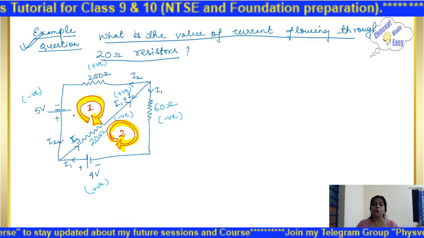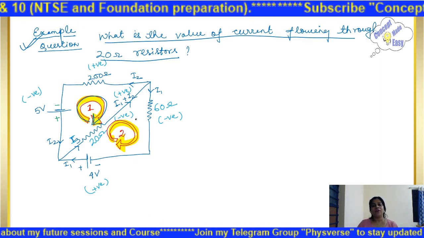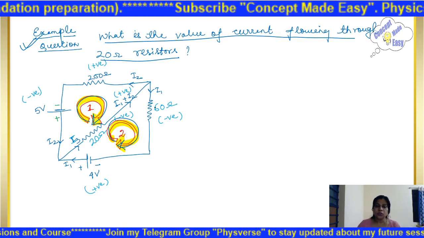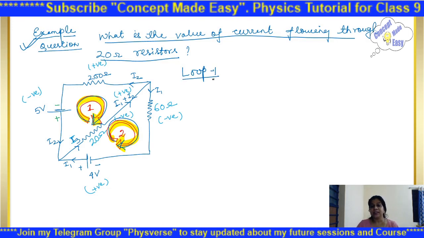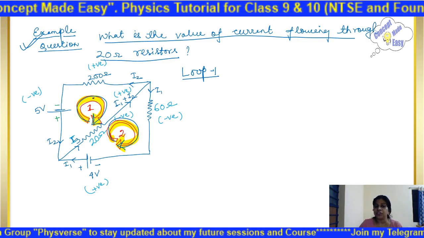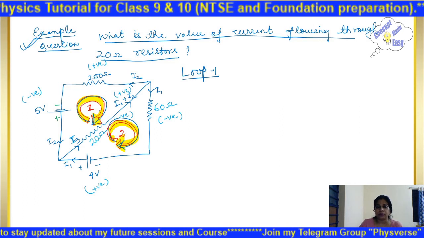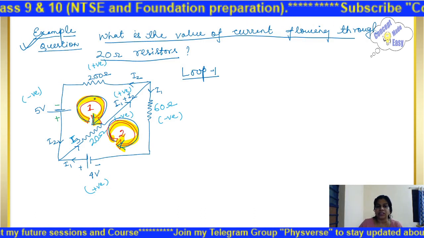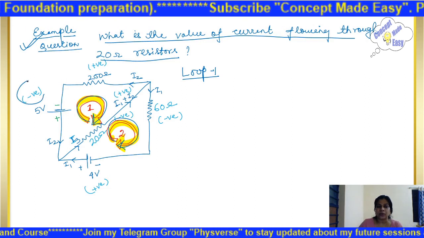Understood? So this is my loop 1. I assume this as a clockwise motion. This is also my loop 2, also a clockwise motion. So for loop 1 and loop 2, I need to first write the voltage drop signs. For loop 1, this is the loop motion. You are moving in this way. You should notice the movement of my cursor, moving in this direction. If this motion is in this direction, I can say this is from plus to minus, so that's why this is negative.